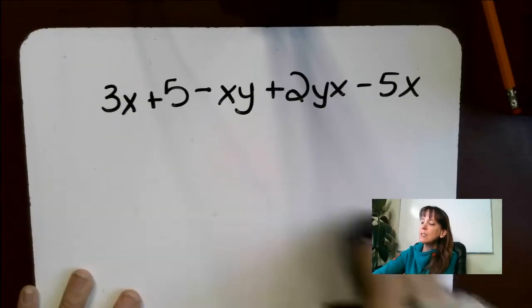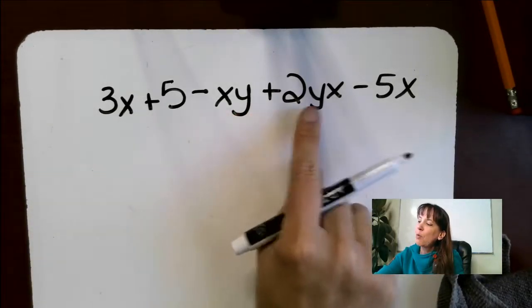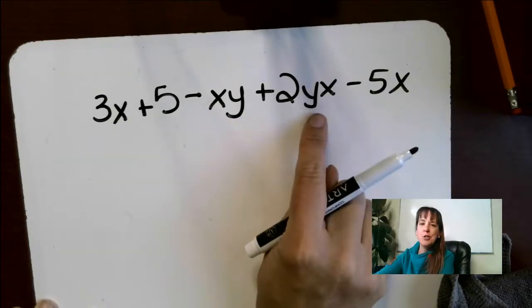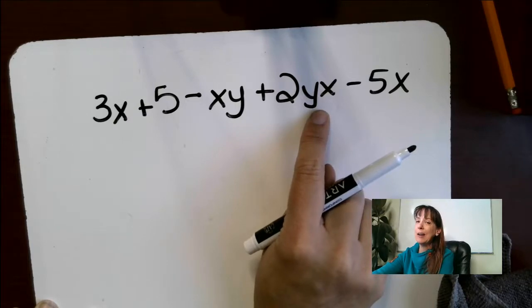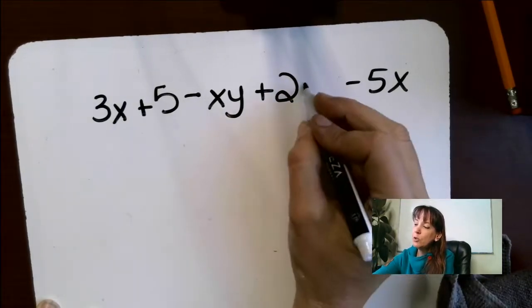So these things in between the addition and subtraction are chunks, or terms is the technical version, but you'll hear me say chunks over and over again. So looking at this, we have 1, 2, 3, 4, 5 chunks here. Within those chunks, they should be in alphabetical order. If you take a look at this 2yx, that's not in alphabetical order. It would be 2xy.